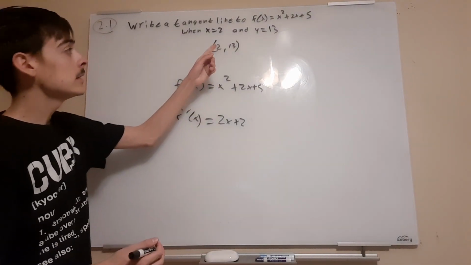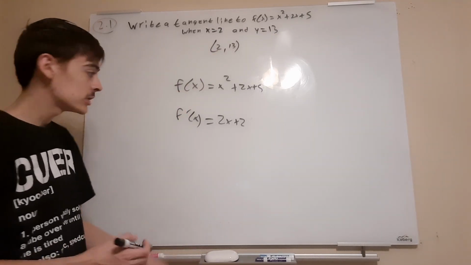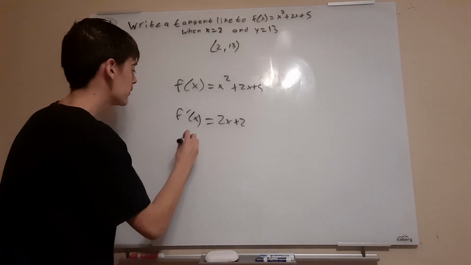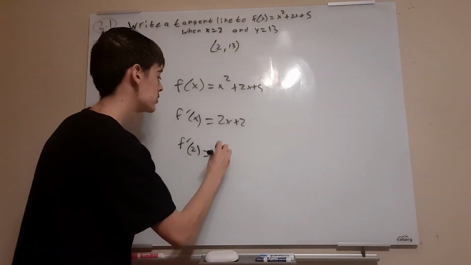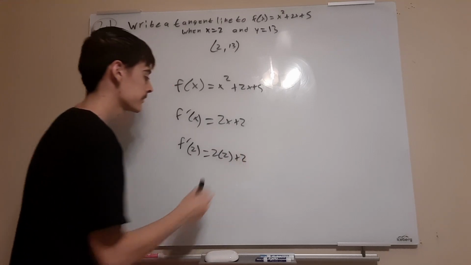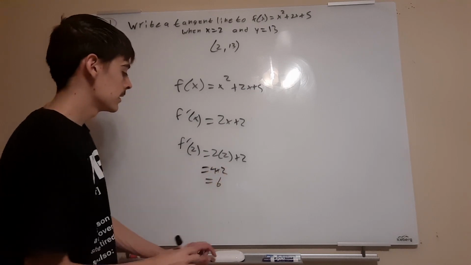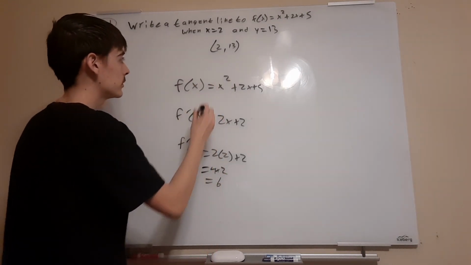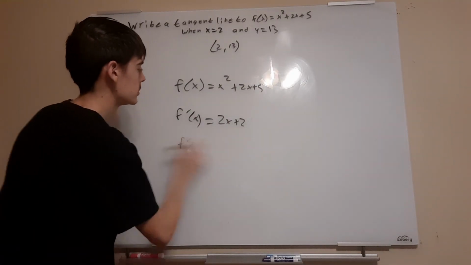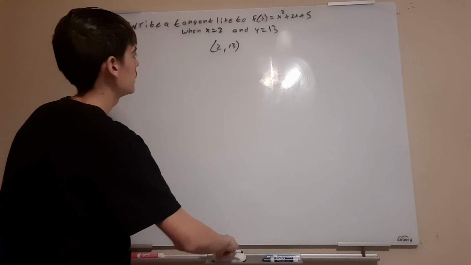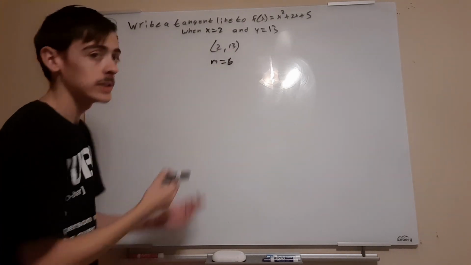So if we plug in this specific point to our derivative, we will have our slope at that point, and we could write our tangent line. So we will take f prime of 2, because 2 is our x coordinate here, and that's going to equal 2 times 2 plus 2. And simplifying that, that's 4 plus 2, and that's equal to 6. So we have our point is 2, comma 13, and our slope is 6, so we can write our tangent line.